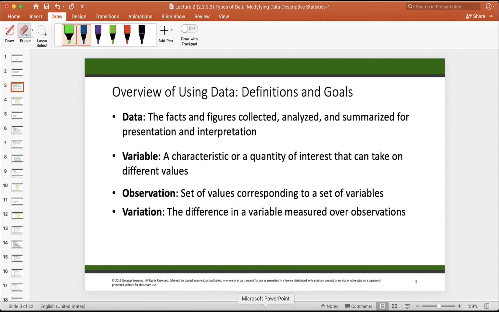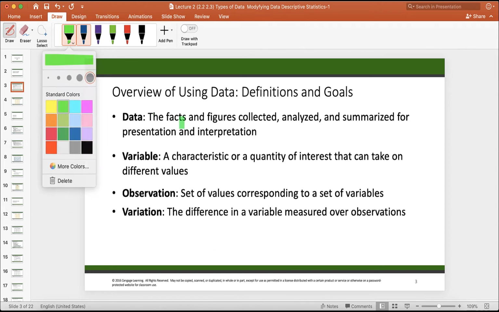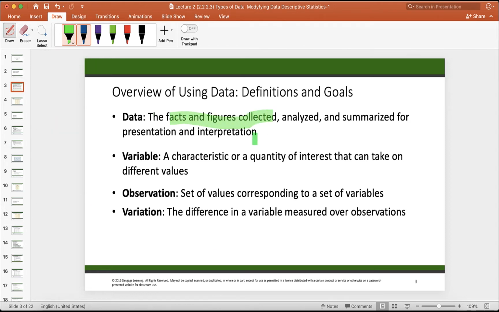Data. What is data? Data is just the facts and figures collected, analyzed, and summarized. It's just anything that we collect that's going to help us make a decision. It could be numbers, it could be words, it could be preferences, it could be anything. What's a variable? A variable is a quantity that can take on different values. So basically anything that is subject to change is a variable. Anything that takes on more than one possible value. An observation is an outcome to an experiment, and a variation is how values change.